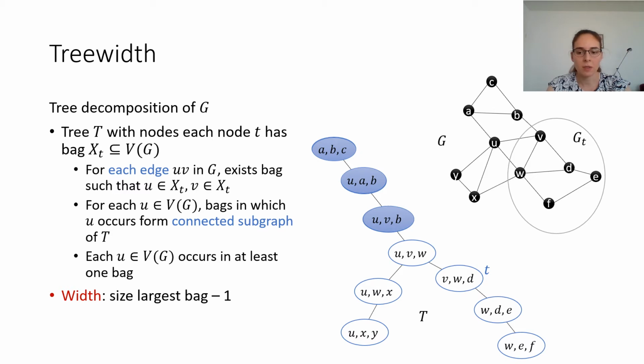Now for a little bit of notation: if we look at a node T and at all the vertices that are in the bag T or in the subtree rooted at node T, then we denote the graph induced by these vertices by G_T.